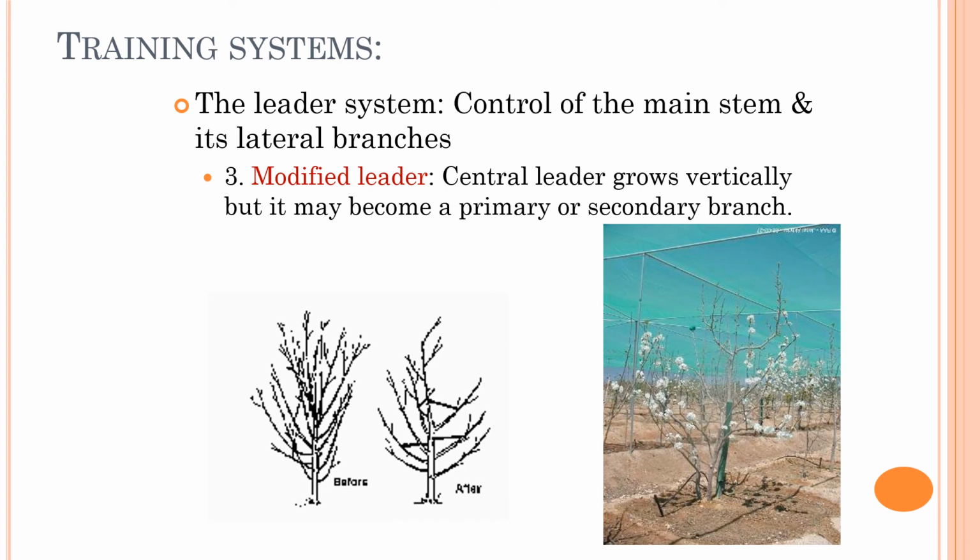The third one is called modified leader. It's basically a zigzag type. So this is very unique. Central leader grows vertically, but it may become primary or secondary. Means what? So this is a tree, like this one here. Now, this is a tree with one branch. This, for example, now made two branches, right? So you cut this branch because you want one leader, one branch. It cannot be a leader if there's more than one branch. So it's called modified leader. Now I modified it because I left one.